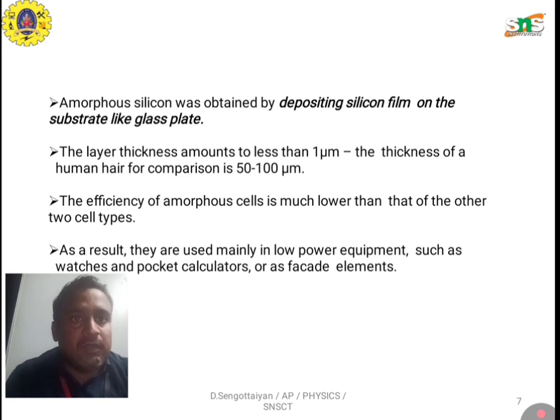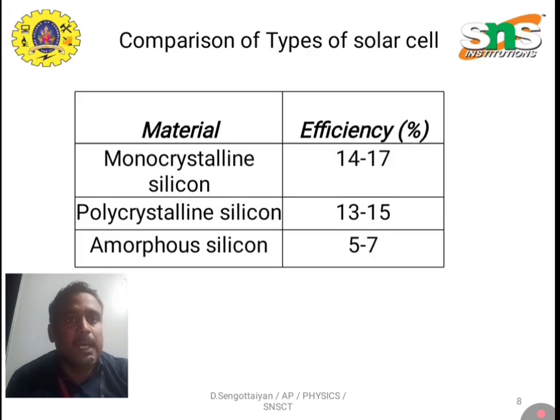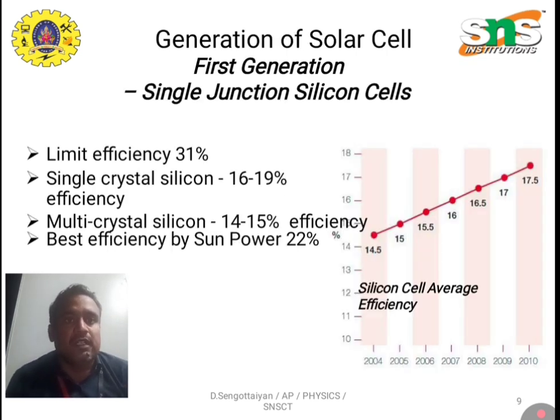Then amorphous silicon is obtained by depositing a silicon film on a substrate like a glass plate. The efficiency of amorphous cells is much lower than the other two types. As a result, they are used mainly in low-power equipment such as watches and pocket calculators. The efficiency of these three types: monocrystalline 14 to 17%, polycrystalline 13 to 15%, and amorphous 5 to 7%.